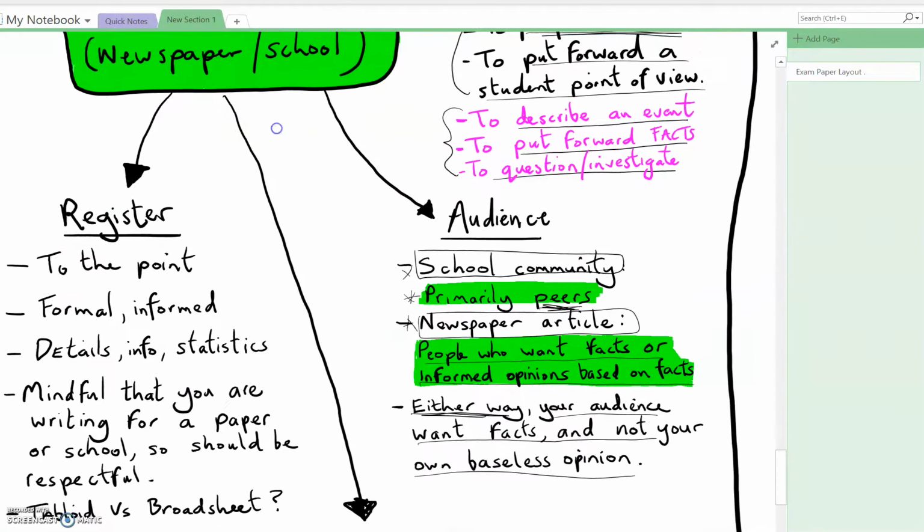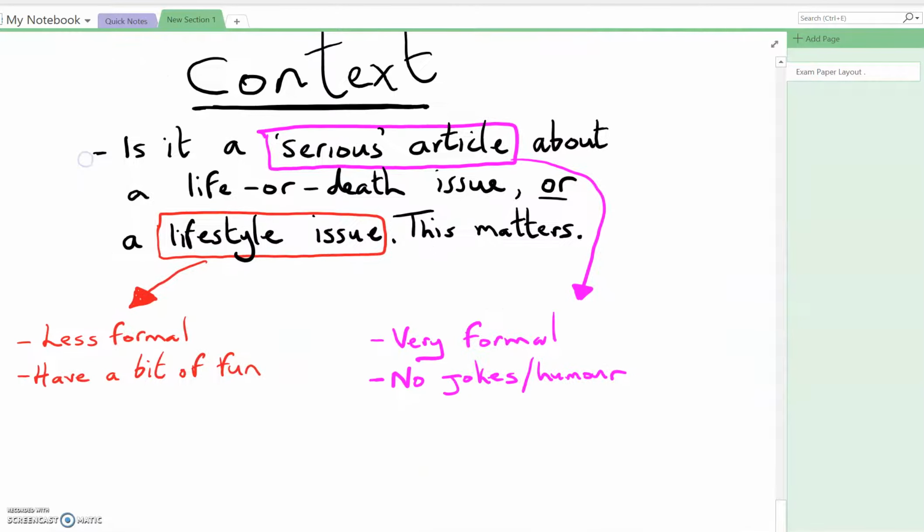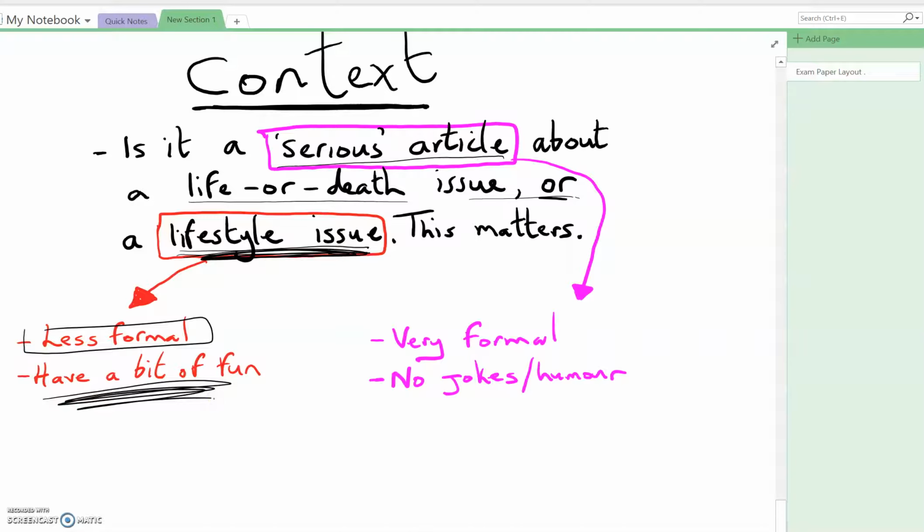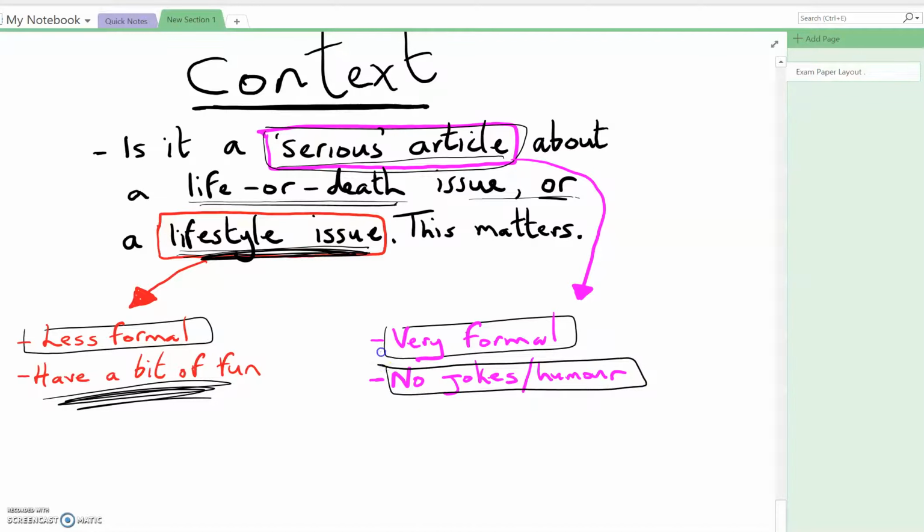What else can we talk about with newspaper articles? The context. You need to consider, is it a serious article about a life or death issue? Or is it a lifestyle issue? You know, about a celebrity? Because that matters. Because if it is a lifestyle issue, well then it's less formal and you should have a bit of fun in your article. However, if it is a serious article about a life or death issue, well then it should be very formal. You should be serious when you're writing this. You should not put in jokes or humour. You know, it is important. The context is very important when it comes to articles. Who are you writing for and what are you writing about? It matters. This is what you're getting your grades for.